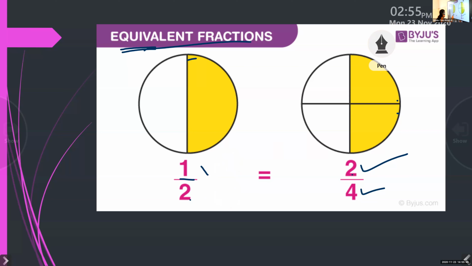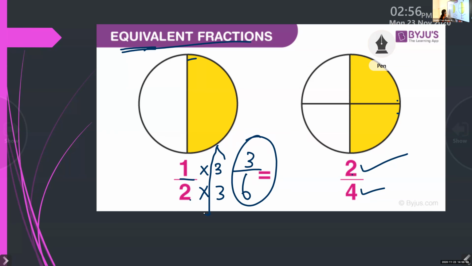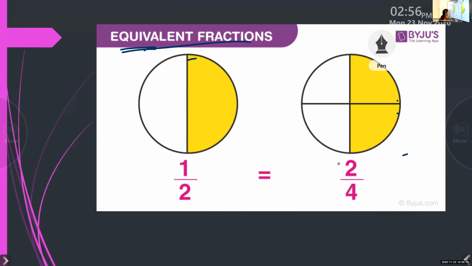So can you tell me another fraction? Yes, Tanvi, multiply by 3. 1 into 3, 3. 3 into 2, 6. So we can say 3 by 6 is also an equivalent fraction of 1 by 2. So 1 by 2, 3 by 6, 2 by 4, all are equivalent fractions.